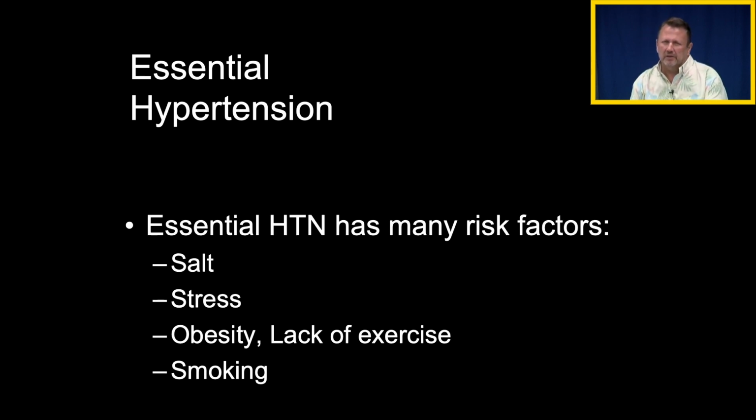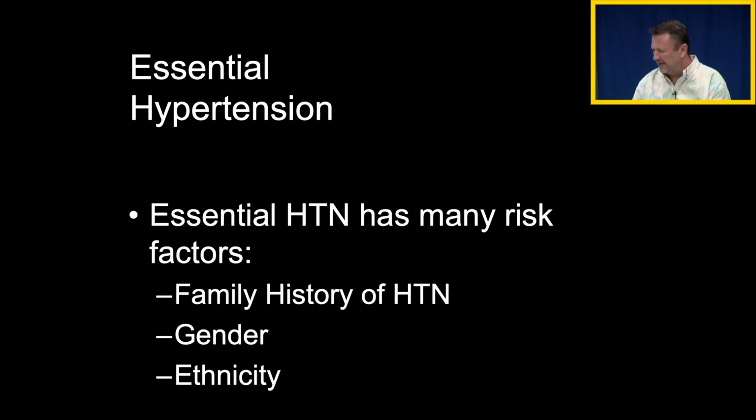Eating too much salt can raise blood pressure. Stress raises blood pressure. Lack of exercise raises blood pressure. Smoking is bad for everything. That can raise blood pressure as well. And so there's plenty of people out there that have a family history of high blood pressure.